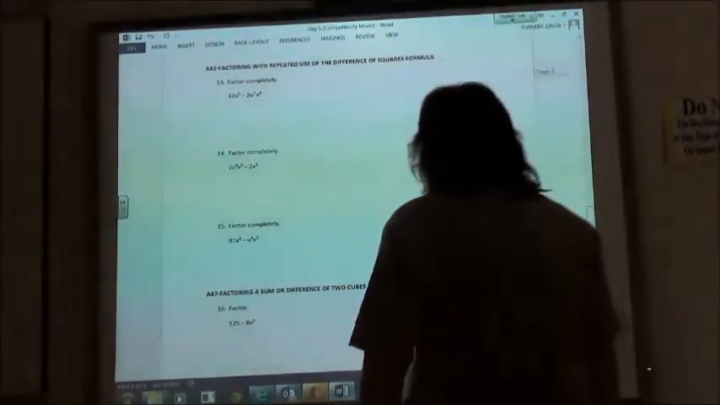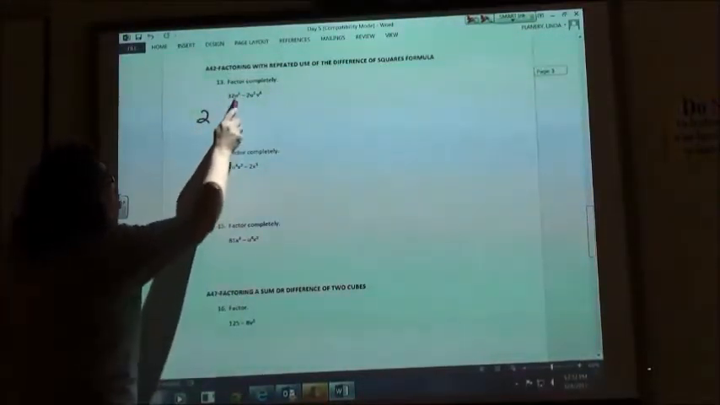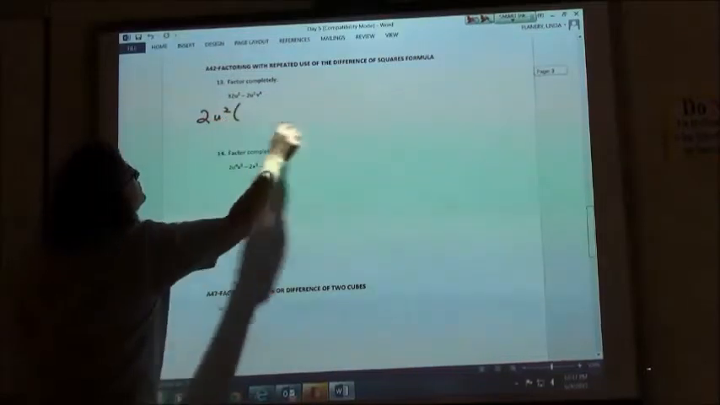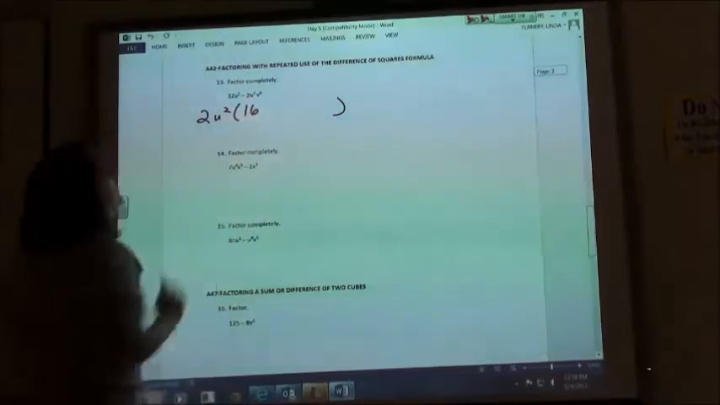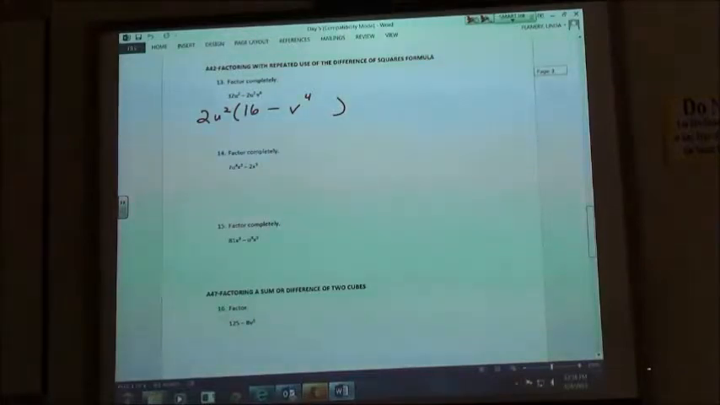Factoring completely with the repeated use of the difference of squares formula. Again, it tells me to factor completely, which tells me I'm going to take out a greatest common factor first. This time I should be left with the difference of squares, which I'm going to end up factoring twice by the time I'm done. But if we start here with our greatest common factor, 32 and 2 are both divisible by 2, and they both have a u squared that I can take out. So if I divide by my 2u squared, 16 here, and minus v to the 4th is what's left over on my second term.